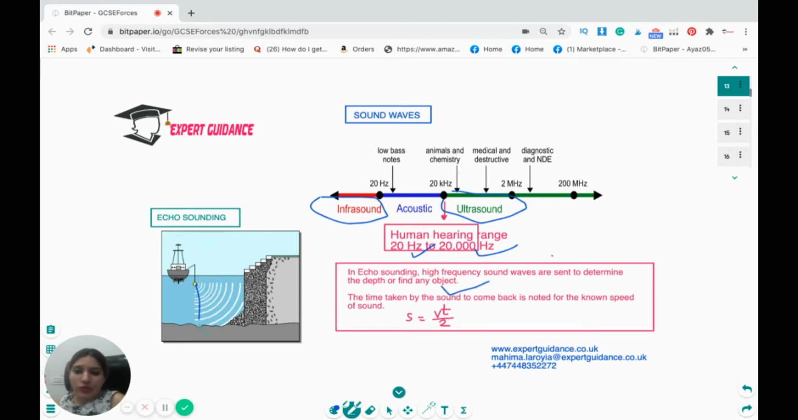We send the sound waves, they are bounced back. We notice how much time they have taken, and we know the speed of the sound wave, and we can work out the distance by doing v times t over 2. Okay, because distance is speed into time, and since the distance is doubled, we divide by 2 so that we can work out at what distance the echo is coming from.